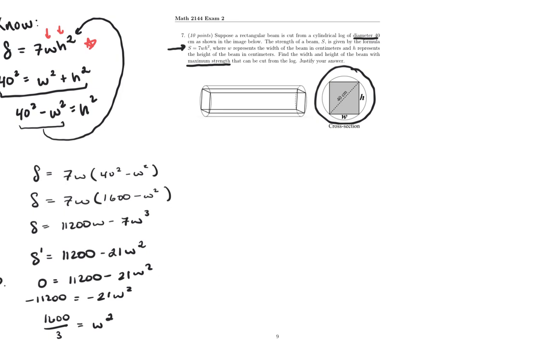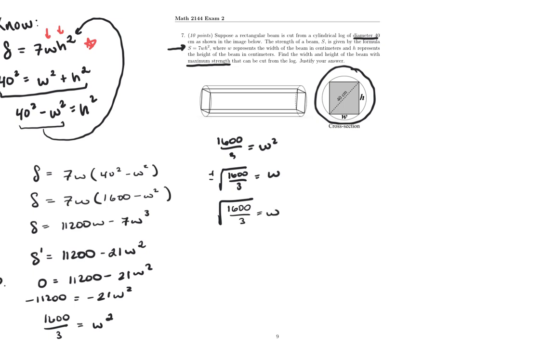So now that I have W squared, I'm going to write it up here: 1,600 divided by 3 is equal to W squared, and I want to take the square root of this, so I get plus or minus the square root of 1,600 divided by 3 is equal to W. Clearly having a negative value wouldn't make sense in the context of the problem, so I'm only looking at the square root of 1,600 divided by 3 is equal to W.